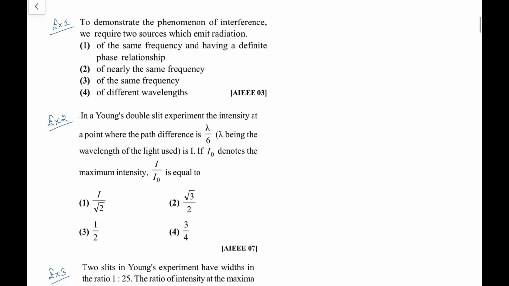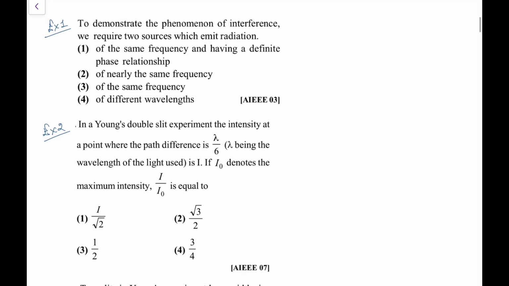Now first of all, on the interference phenomena, we'll take some questions. To demonstrate interference, we require two sources. This is a very basic idea. Always remember, for observable interference you need two coherent sources. Coherent means they should have the same frequency and a stable or definite phase relationship. So this would be the option. Without coherent sources interference would still happen, but you won't be able to observe it.